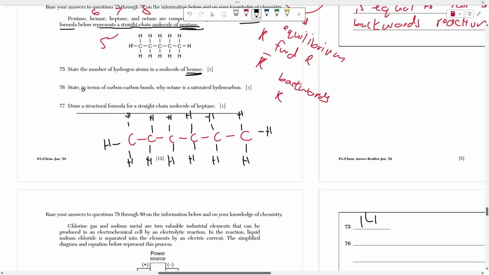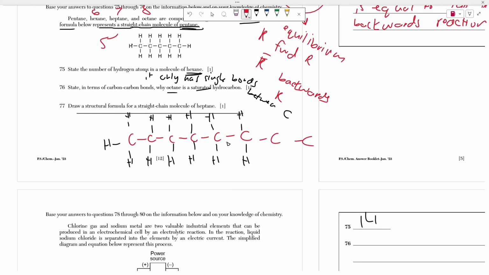All right, number 76 says, state in terms of carbon-carbon bonds why octane is a saturated hydrocarbon. Whenever something is saturated, it only has single bonds between the carbons, okay? So we know that if we look at a molecule of octane, it'll be the exact same as pentane and hexane, just with 3 or 2 extra carbons attached to it, right? So 1, 2, 3, 4, 5, 6, 7, 8. This is what a molecule of octane looks like, right? It just looks something like this. And we understand that this is saturated because it only has carbon single bonds.